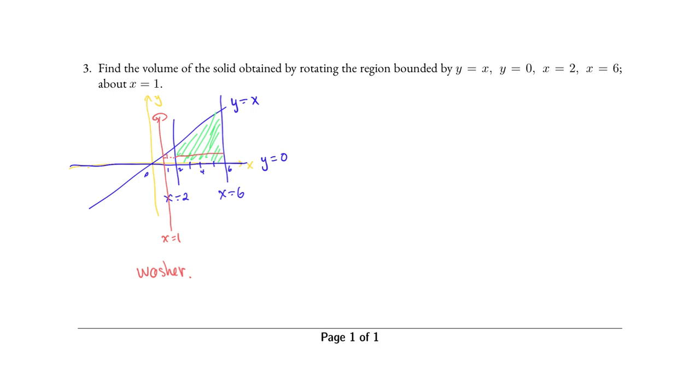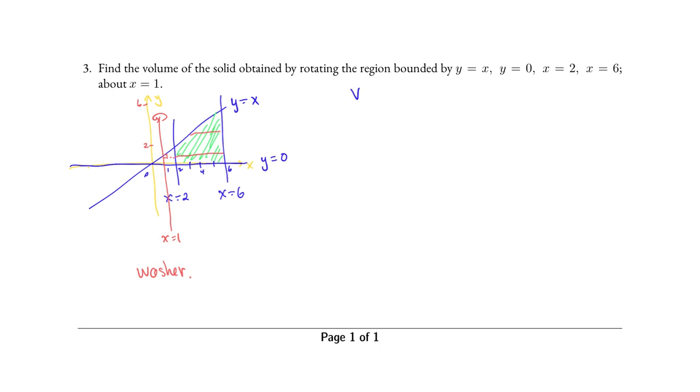From y equals 0 to y equals 2, the left is x equals 2 and the right is x equals 6. But from y equals 2 to y equals 6, the left is the line y equals x and the right is the line x equals 6.